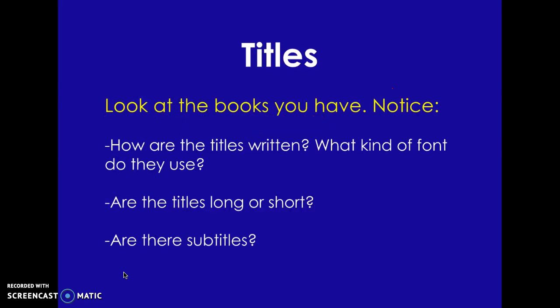And so you can look at the title of your 30 book challenge book or whatever book you may have around you. Think about how they're written, what type of font they're used. Are they long? Are they short? Are there subtitles? Now, subtitles being smaller blurbs of information, such as Talladega Nights. That would be the title of the movie, and then The Ballad of Ricky Bobby would be the subtitle there, just to give you a little bit more of a clue into what the movie may be about.